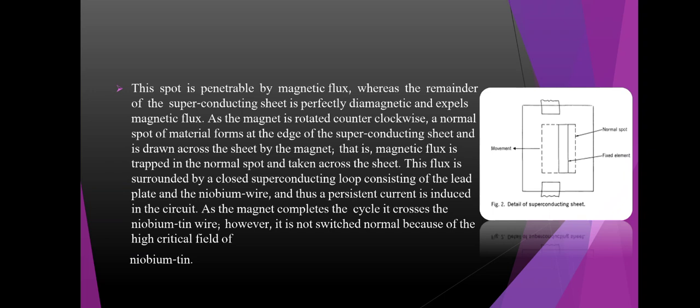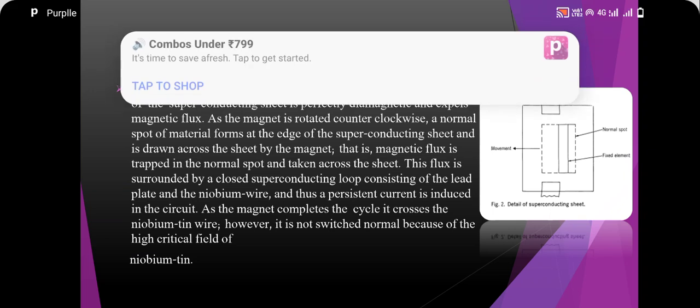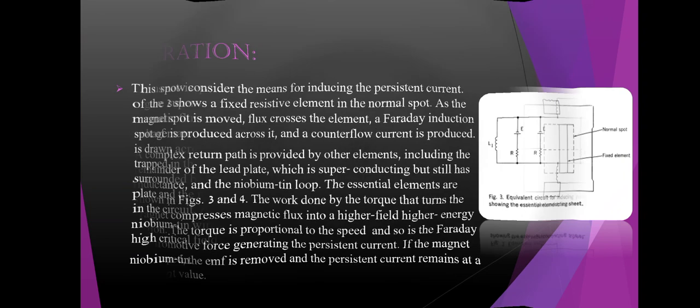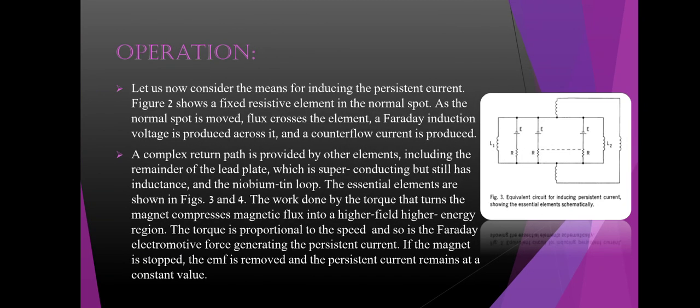As the magnet completes the cycle, it crosses the niobium tin wire. However, it is not switched normal because of the high critical field of niobium tin. Figure 2 explains the detail of the superconducting sheet, in which the movement, normal spot, and fixed element are shown. Operation of a DC generator.